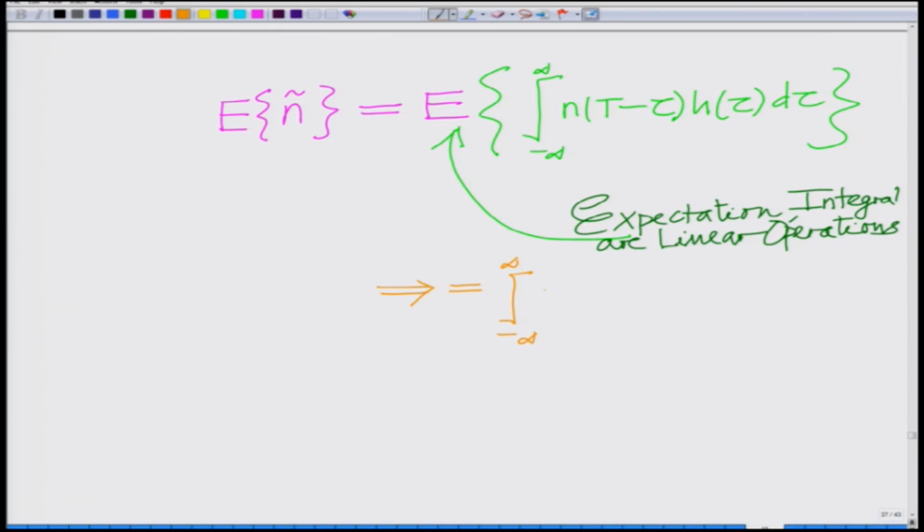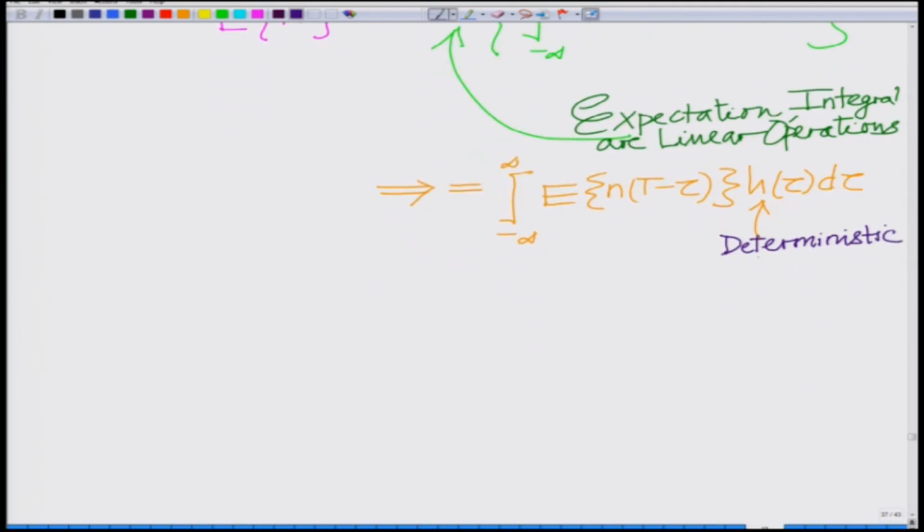You will have the integral from minus infinity to infinity of the expected value of n(t) times h(tau) d tau. Now, you will realize that I am not taking the expected value of h(tau), because this is a deterministic quantity. The receive filter is a fixed quantity. Deterministic means basically it is a fixed quantity. Now, we have seen that the expected value of n(t) is 0, the noise process is 0 mean, so this is 0.